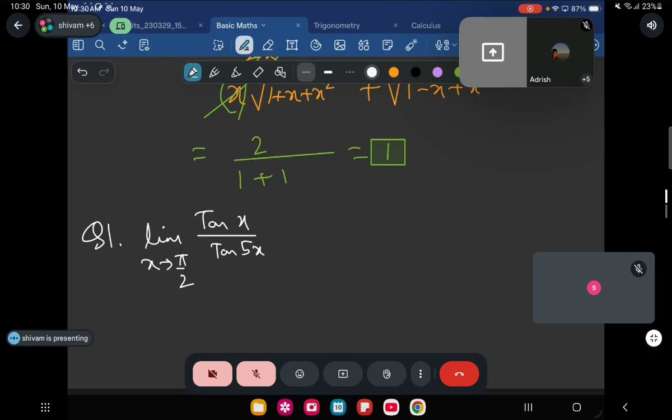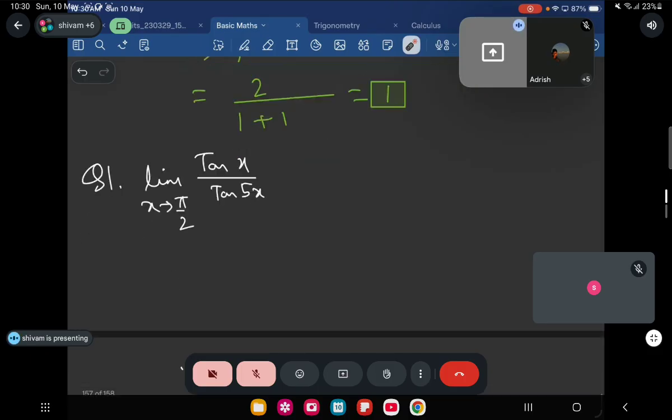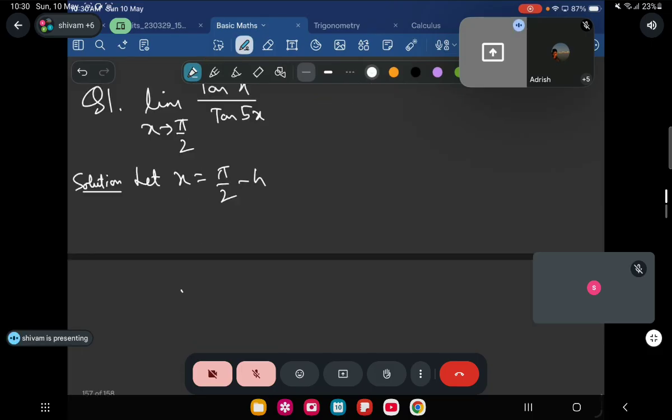Okay, let us start. Over here the angle is tending to pi by 2, right? Do you remember that in the standard form, the angle should tend to 0, not pi by 2? So over here, I am going to do one substitution so that the angle tends to 0. I am going to take x equal to pi by 2 minus h.